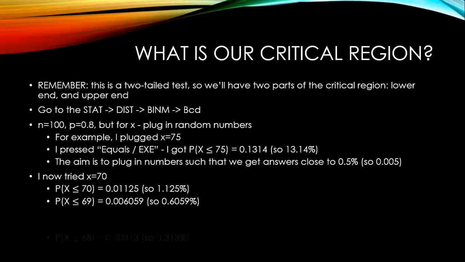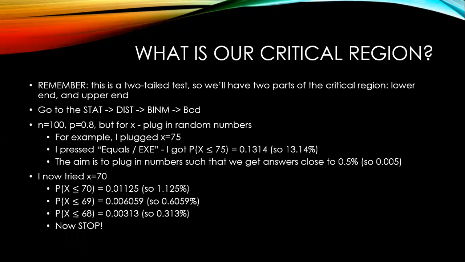Let's just go down one more to 68. Sorry, 68 successes or less. So back to the binomial CD function. X is going to be 68, number of trials 100, P value 0.8. And if you do that, you'll get 0.00313. We're now going to stop.